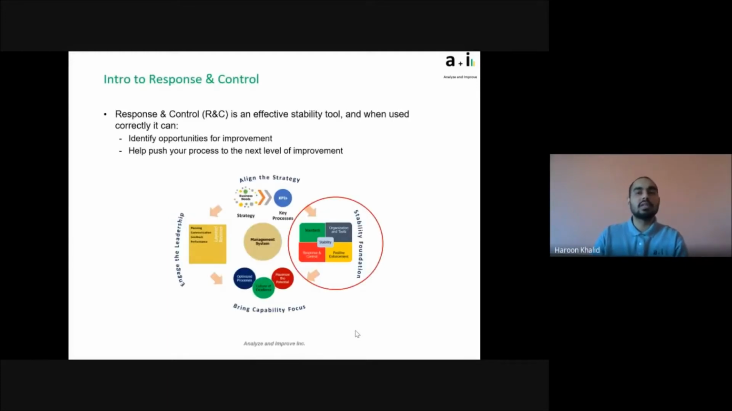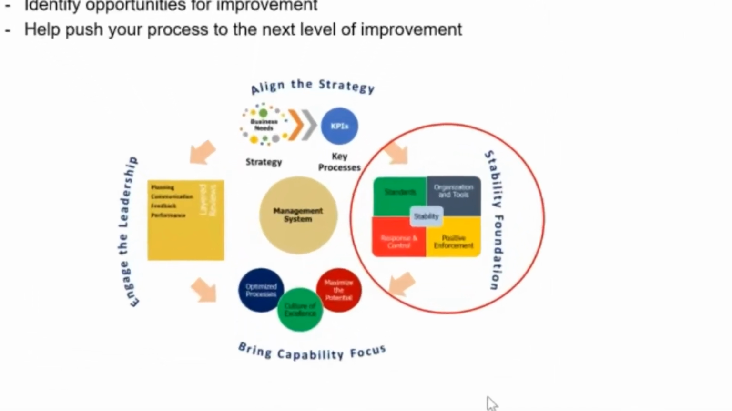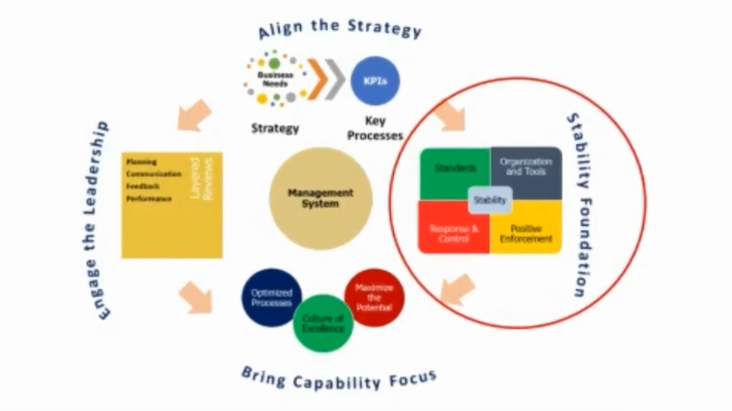Response and Control is an effective stability tool, and when used correctly, it will help you identify opportunities as well as help push your process to the next level of improvement. Within the management system, it falls under the stability toolbox.